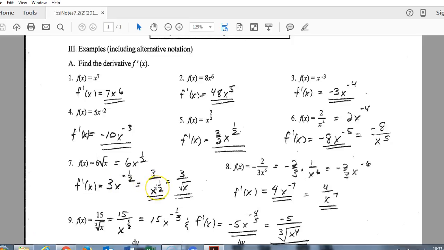You could leave it like this with the positive exponent. You could also put it back in terms of a radical. All three of those answers are accepted unless the directions say otherwise. So do always check the directions, especially on a test, to make sure that you format your answer properly. But if it doesn't say, any of those three would be okay.